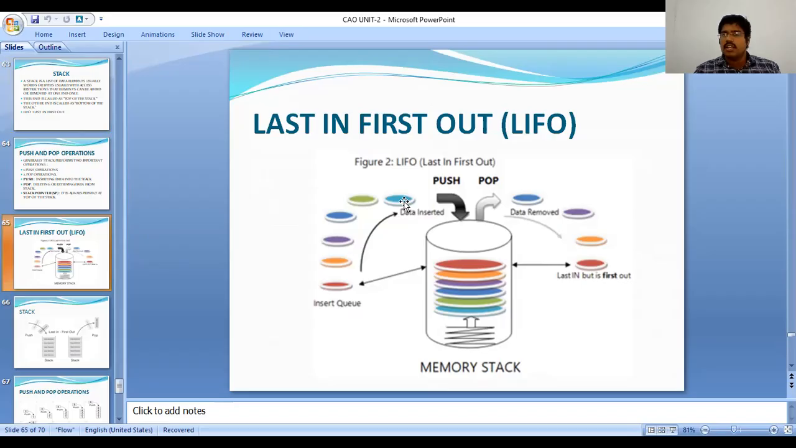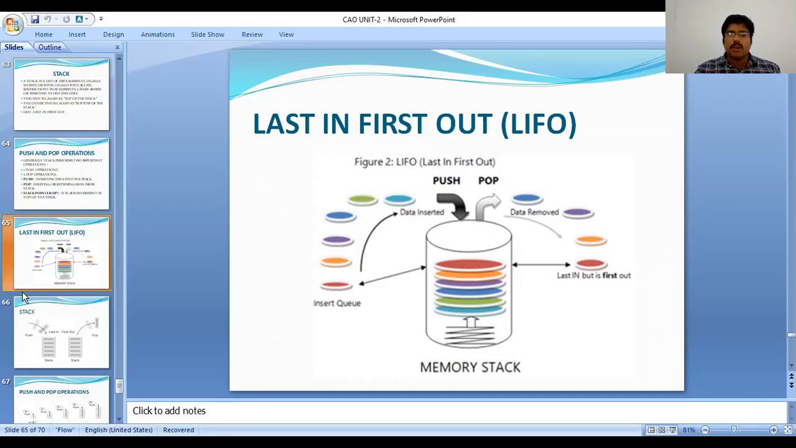If you want either to insert the data or to retrieve the data, you can perform it only using one side, that is the top of the stack. Here we get two technical terms called push operation and pop operation. Inserting the data into the stack is called push operation. Retrieving, removing or deleting the data from the stack is referred to as pop operation. So majorly we have two operations: push and pop.